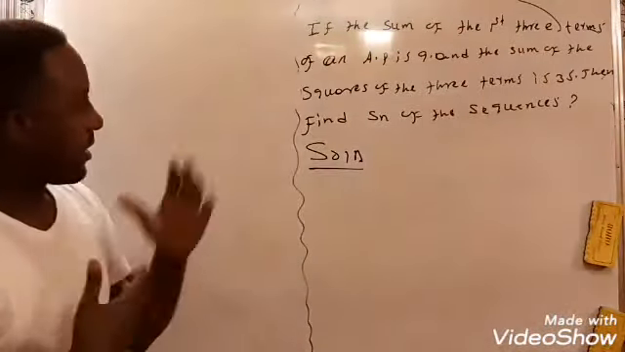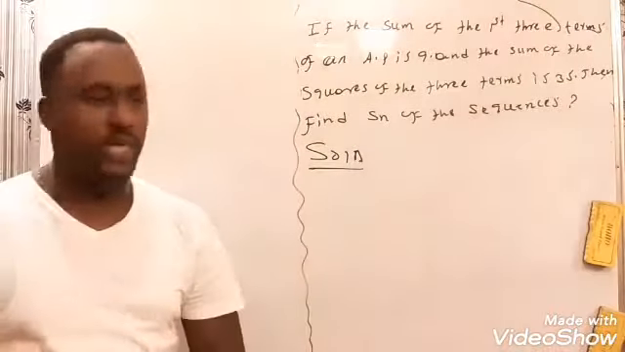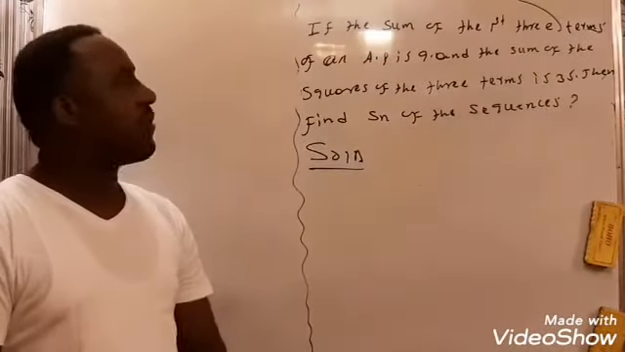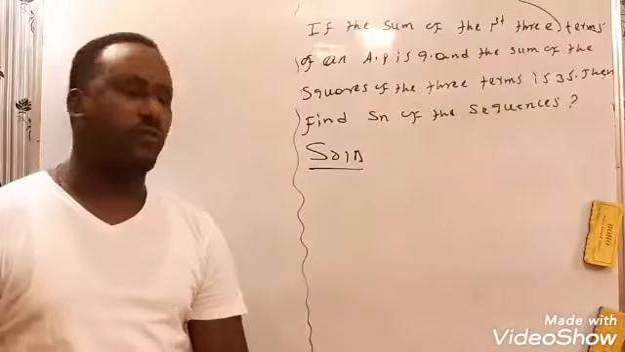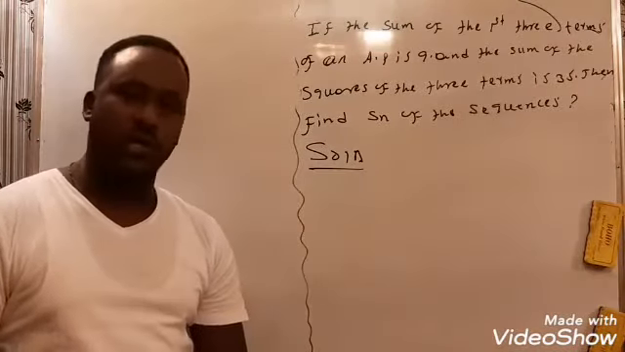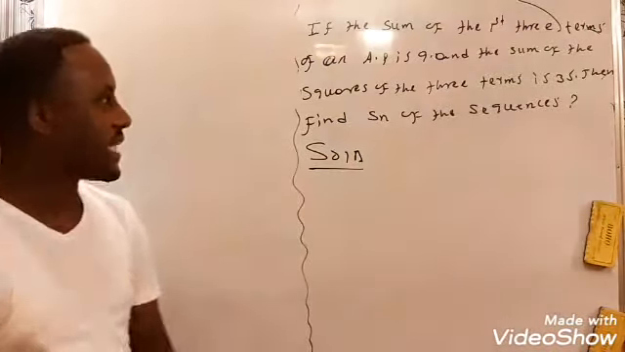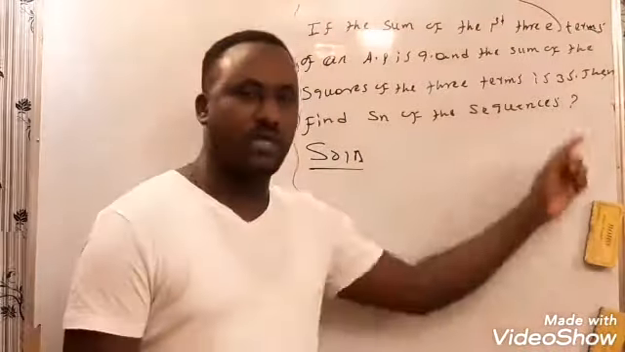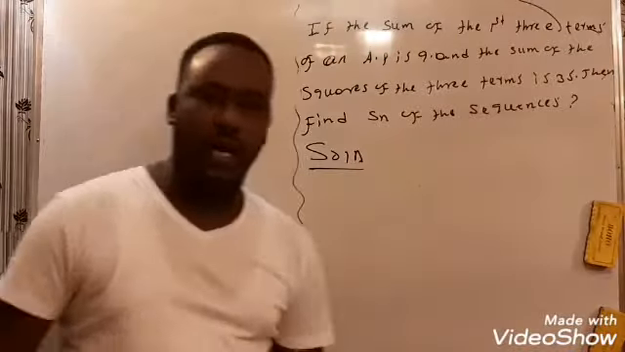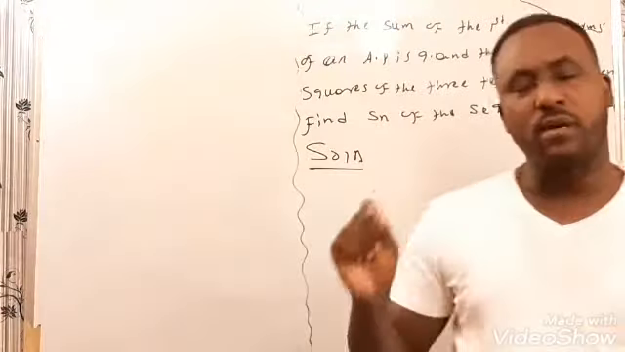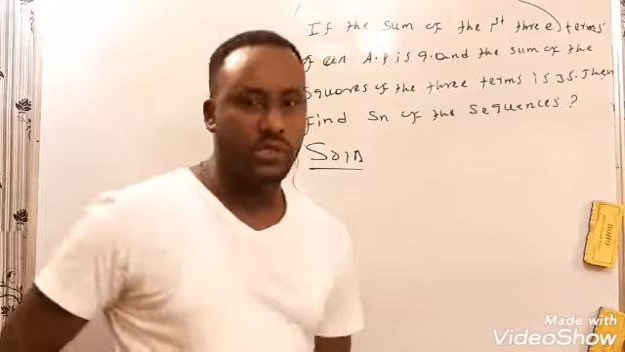Now, let me try to read the problem. If the sum of the first three consecutive terms of an arithmetic progression is 9, and the sum of the squares of these three terms is exactly 35, then you are asked to determine the sum of the first n terms of this sequence in general.